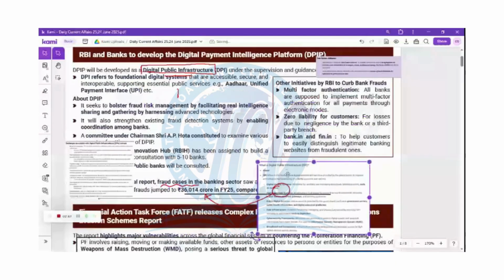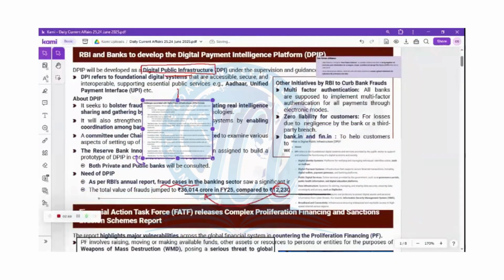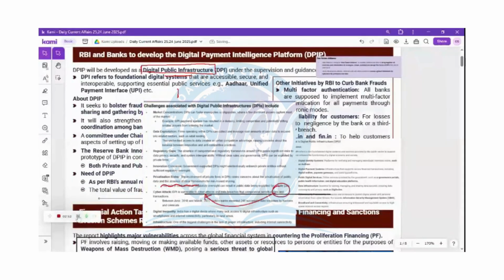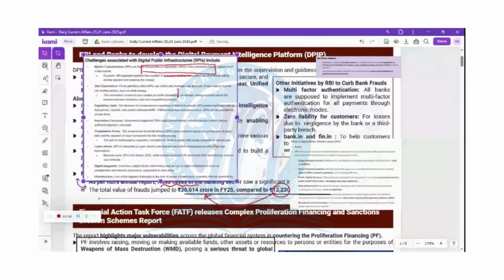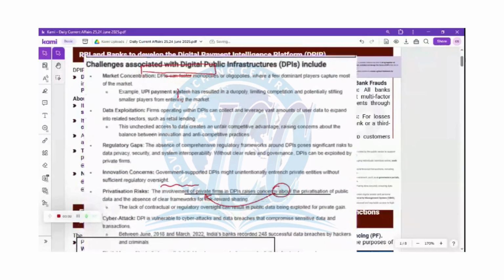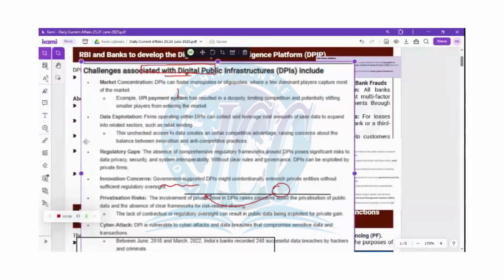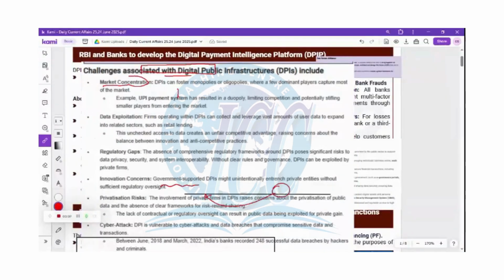Now, next part. What are some of the associated challenges with respect to digital public infrastructure? Sir, market concentration. Largely, they can result in a large amount of monopolies. An example is Paytm or PhonePe, they are monopolies, with less competition, and also data exploitation, the customer's data can be misused, which can create unfair trade disadvantage.